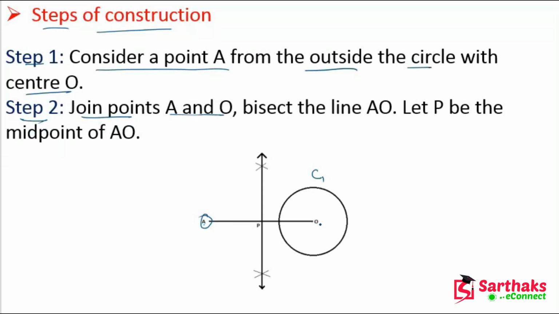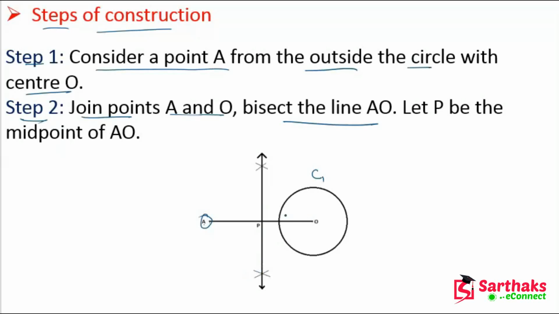Join point A and O and bisect the line AO. We already learned how to bisect a line in previous lectures. For bisecting this line we have to place the pointer of the compass at point A and open its mouth more than half of this line and cut the arc from this point and this point.